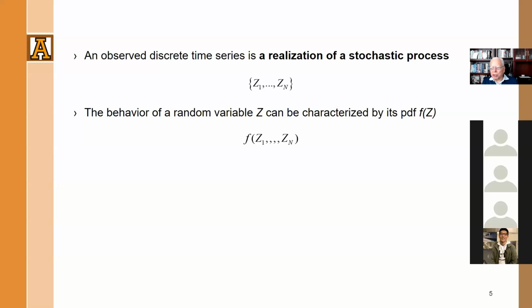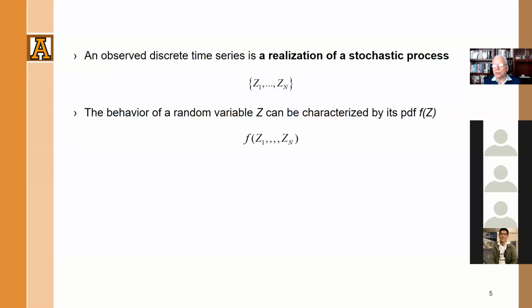We know that the behavior of any random variable is characterized by its density. Let's talk about continuous random variables: they are characterized by their PDF, their probability density function.